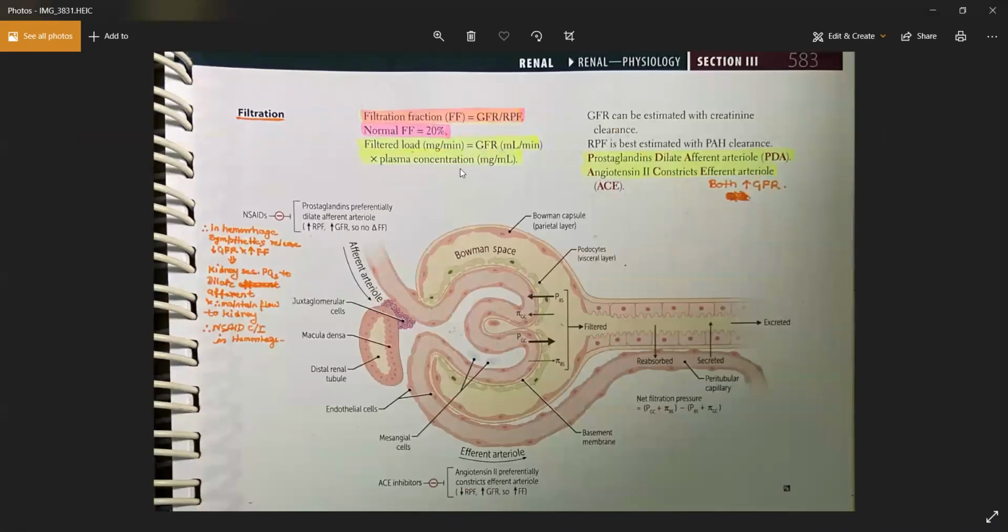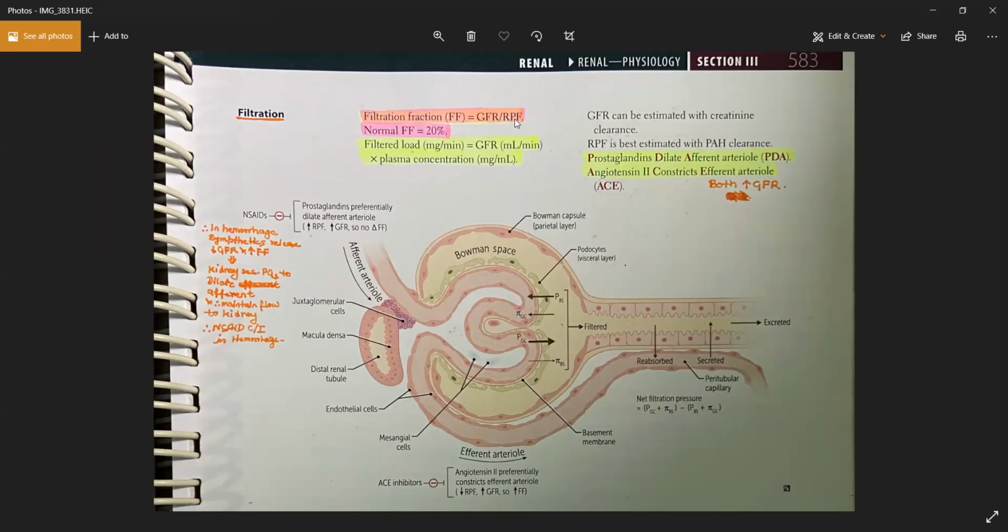So for that, first you need to know about the filtration fraction. How much of the substance which is entering into the kidney via the afferent arterioles is filtered into the Bowman's space? Out of all the flow of blood or plasma given to the kidney, how much gets filtered via GFR? This is the filtration fraction.